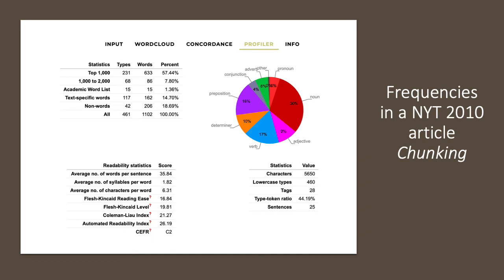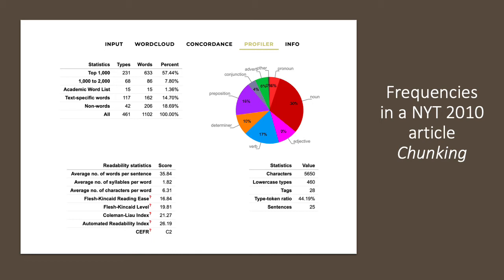Chunk here is a linguistic term that refers to certain types of fixed phrases. But this is not an academic article. It's an article in the New York Times Magazine, and so is written for the general educated reader. In the top table, we see that over 57% of the words in this text are among the most frequent 1,000 words in English, and almost 8% are among the second 1,000 most frequent words in English. We'll see these words on the next slide.